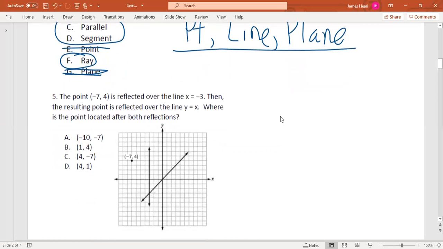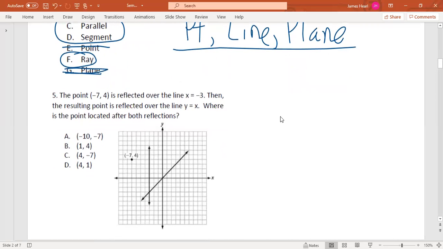Let's see, for number 5 here, you're given a couple of reflections to deal with. So if we reflected this point across x equals -3, so let's start counting. From here to here, there are 4 for the distance, 4 boxes. So we're going to go the same in the other side.